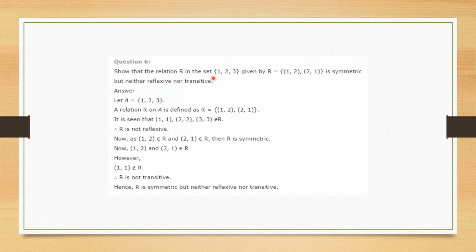For question number 6, this relation is defined here for set {1, 2, 3}. It is given by (1, 2) and (2, 1). See, it is clear from here. Can you find (1, 1), (2, 2), (3, 3)? All should have been there. They are not there. That means it is not reflexive. As (1, 2) is there, (2, 1) is there, so it is symmetric. But for the transitivity condition, (1, 2) is there, (2, 1) is there. I got the first two ordered pairs. Is (1, 1) there? No. So this relation is not transitive. Hence it is symmetric but neither reflexive nor transitive.